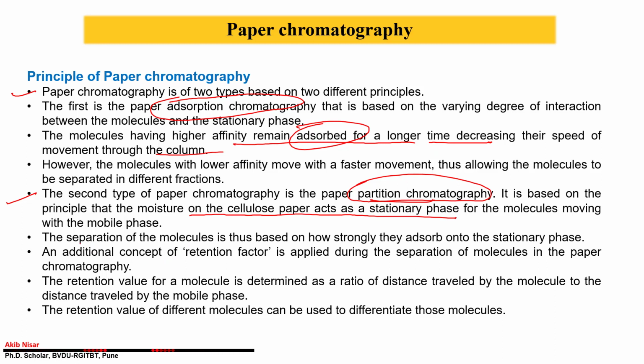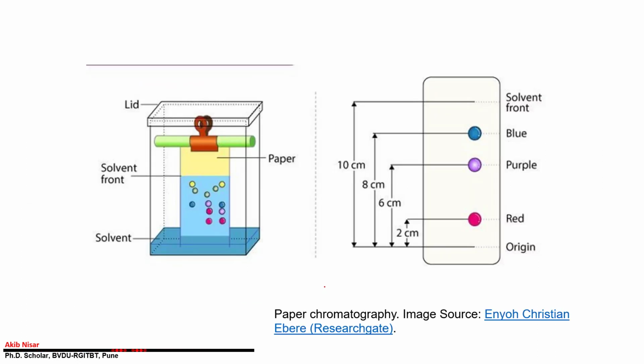Now, for all other points, we will see the separation of the molecules is just based on how strongly they adsorb onto the stationary phase. And an additional concept is the retention factor. The retention factor is a concept which applies to all chromatography techniques, and it is applied during the separation of molecules on paper chromatography. The retention value of a molecule is determined as the ratio of the distance traveled by the molecule to the distance traveled by the mobile phase. We will see this formula later in the figure also. Now with the help of the figure we can understand this type of chromatography.